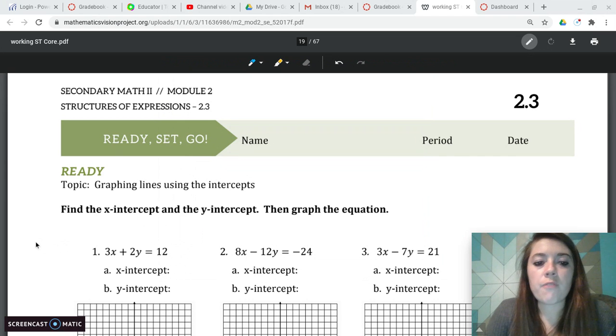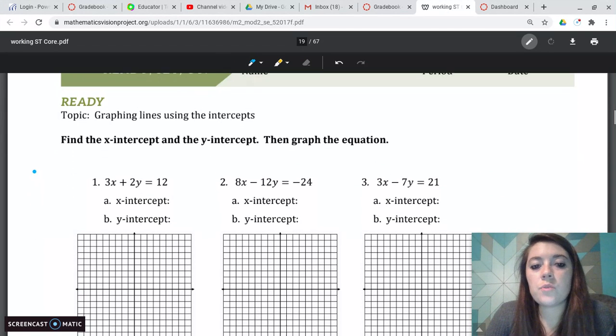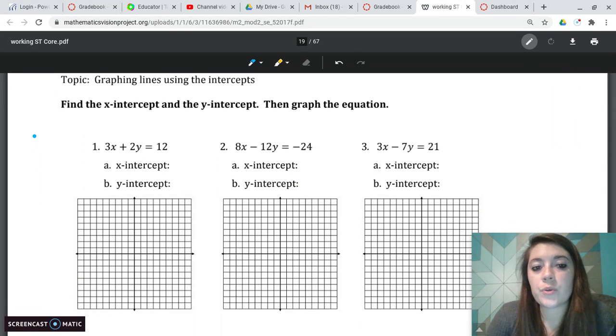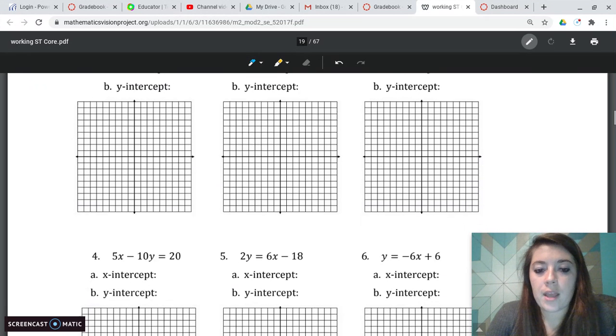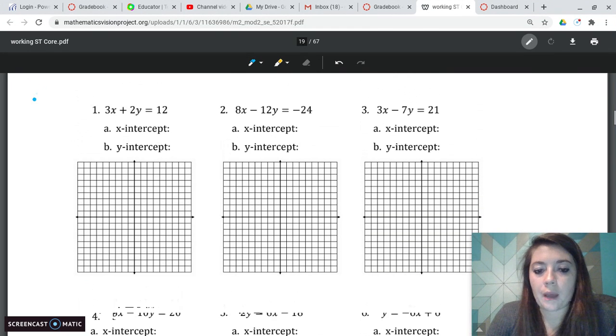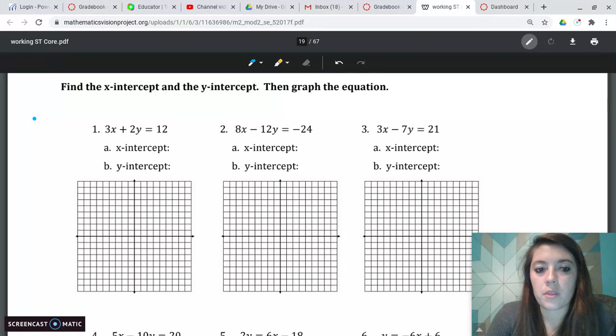First and foremost, we're looking at graphing lines using the intercepts. What we want to do is find the x and the y intercept and then graph the equation. We've got a few different ways to have our equations written out, so I'm going to do a couple of these with you.